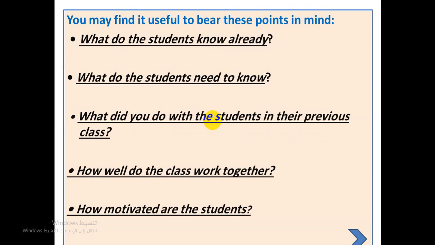You may find it useful to bear these points in mind. What do the students know already? If you are planning to introduce completely new language items, allow more time than if you are revising or extending a topic the class are already familiar with. What do the students need to know? If the students are studying for an exam, for example, then you may need to focus on different skills and language than for a general English class. Do your aims suit that need?